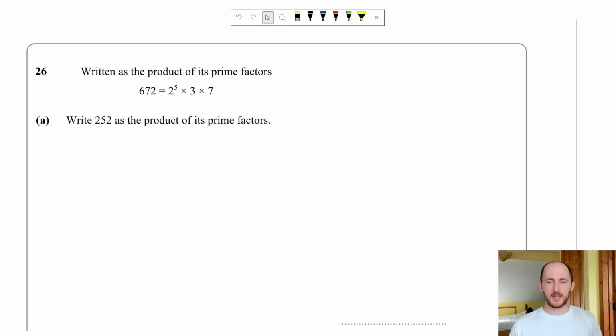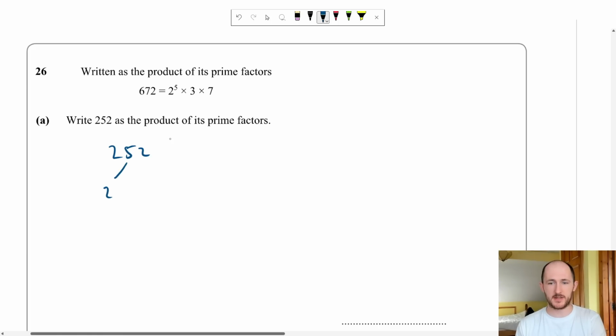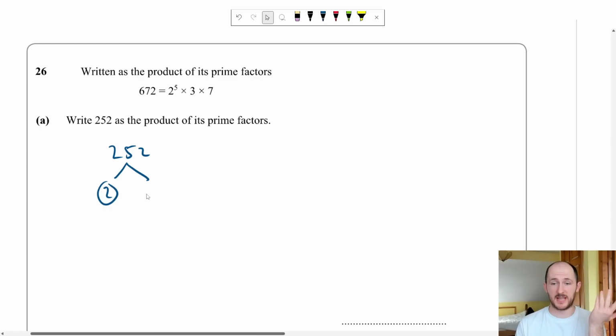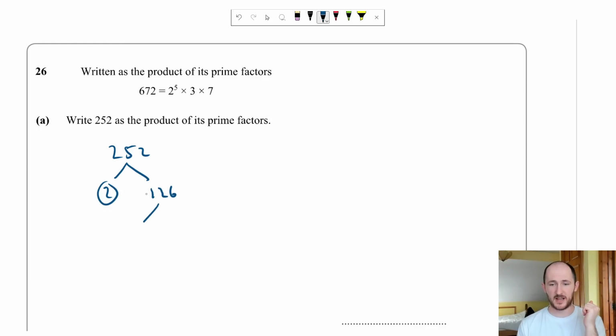Lovely. So with this one, write as a product of prime factors, so good old-fashioned factor tree. If it's even, I just like to divide by 2 because it's the lazy man way of doing it, and then of course you just have the calculator anyway. So if you don't know what it is, you can just look it up. Life's nice and easy.